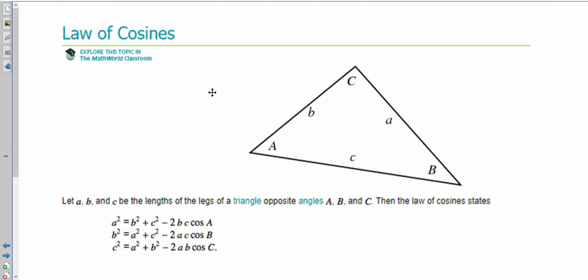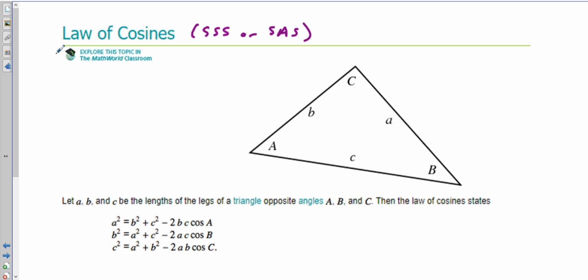Okay, what we are going to do now is go through some problems on how to use the law of cosines to solve for an oblique triangle. In the other videos, we did the law of sines, where we have angle, side, angle, or side, angle. The law of cosines we use many times when we have a side, angle, and a side.